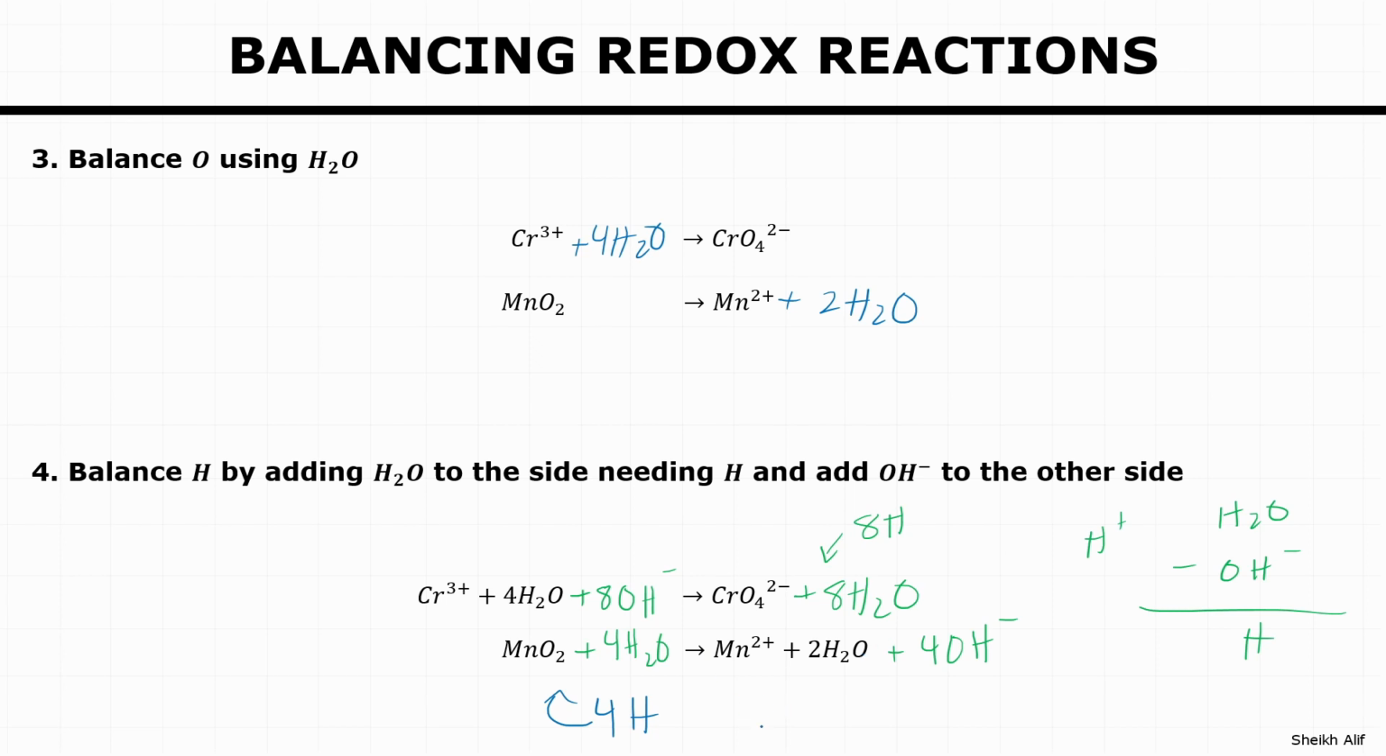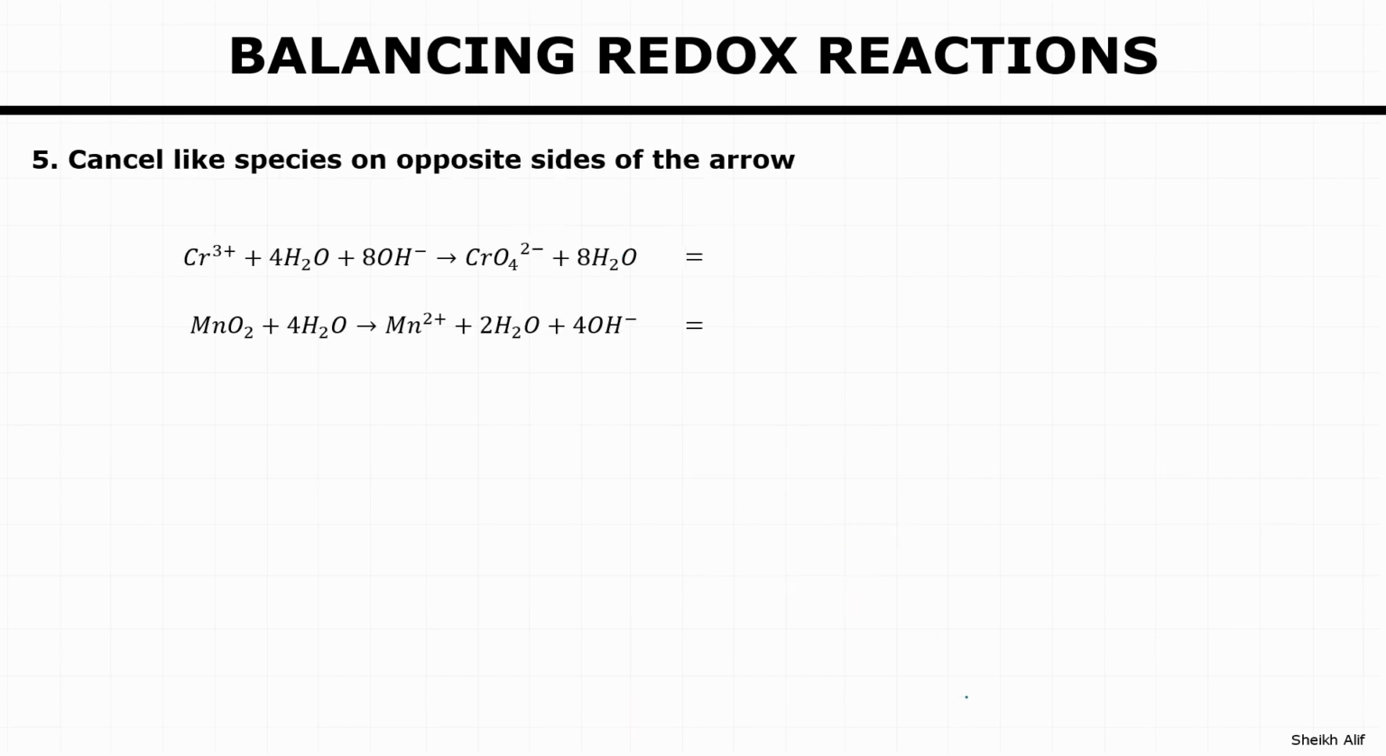And so whenever you're balancing in basic solution, there tends to be one more step, which is a housekeeping step, which is to cancel like species on opposite sides of the arrow. So if you notice, you have waters on the reactant side and the product side, so we can get rid of that. There's 4 waters on the reactant side but 8 on the product side, so this is the same as 4 waters on the product side. So let's write that. We have our chromium ion with 8 hydroxides producing our chromate ion, and then 4 waters.